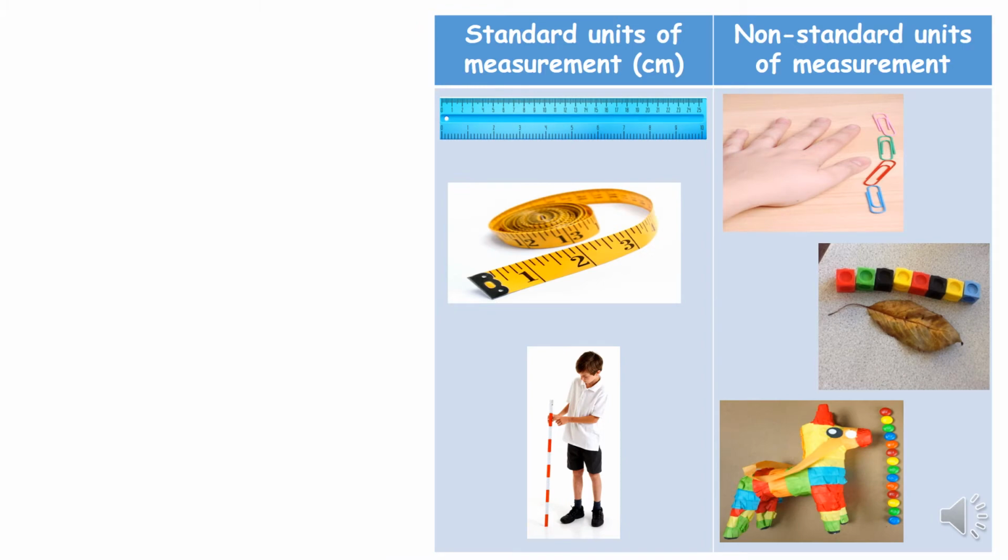Well done if you sorted it correctly and it looks like our table on the screen. We can see that the ruler, the tape measure and the meter stick are all tools that measure using standard units, and that's because they measure using centimetres and metres. But we can see that the paper clips, the cubes and the sweets, they're all forms of non-standard units of measurement because we don't normally measure using these items.